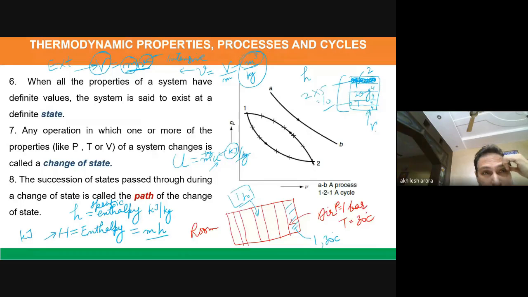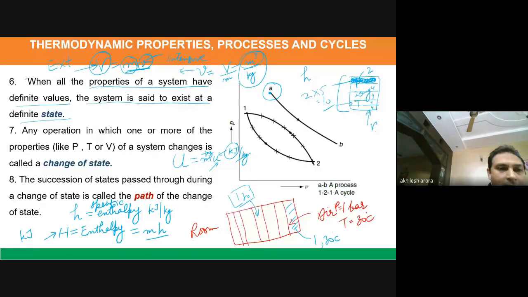Now let us proceed to point number 6. When all the properties of a system have definite values, the system is said to exist at a definite state. For example, if you know the pressure and the volume, there is a particular state of the system, so A is showing a particular state.